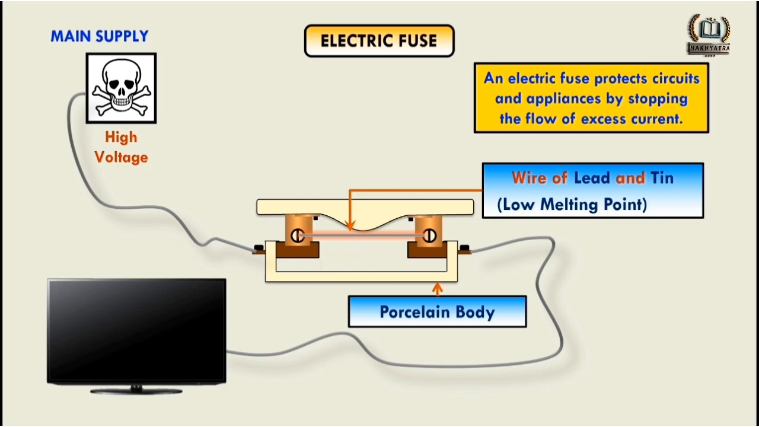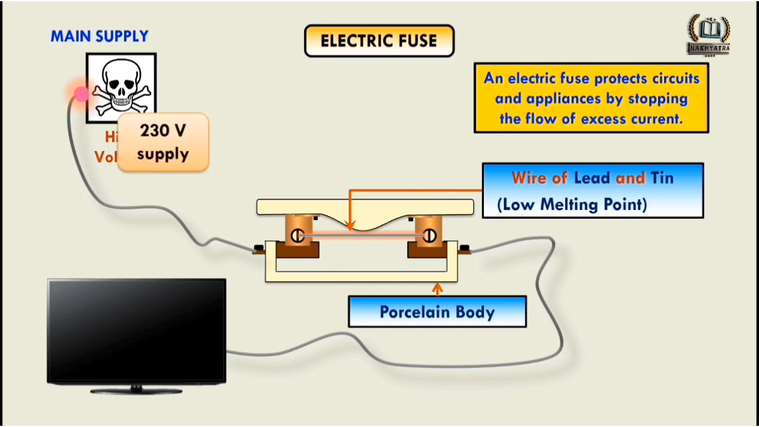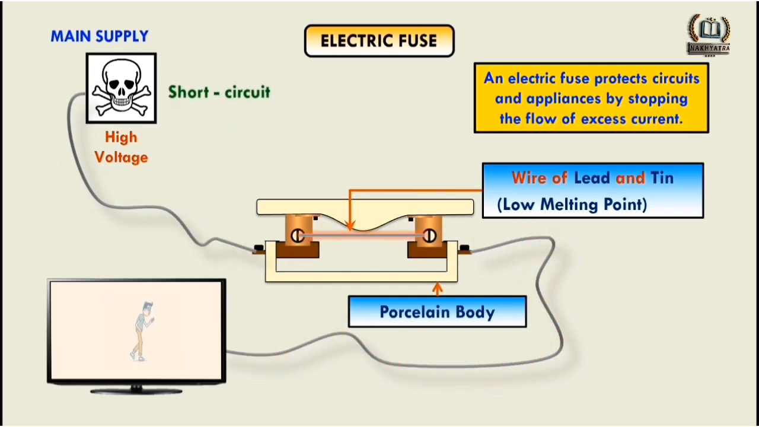As you can see here, the electric fuse is placed in series with the device, okay? Now see, domestic voltage in our house is around 220 volt to 240 volt. So if it stays within this range, there is no harm to the electric fuse. Clear everyone?